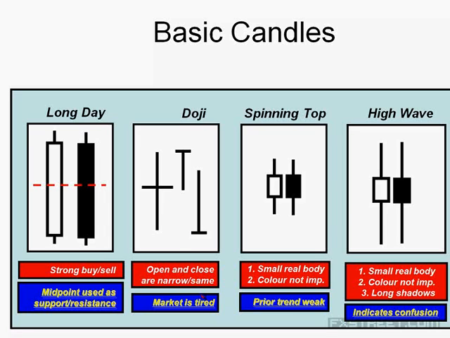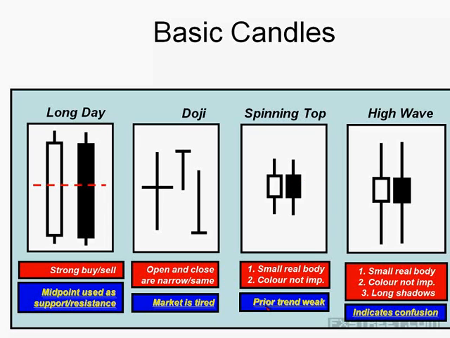Doji is basically where the market open and close is either the same or narrow. So the market opened, pushed up, pushed down, but then closed exactly where it opened or near where it opened. And basically it shows that the market is tired or there's indecision. There's a little gray psychology in terms of which direction the market wants to move.